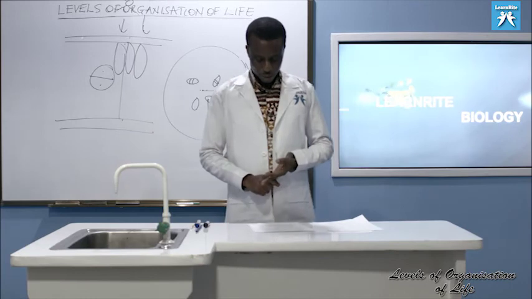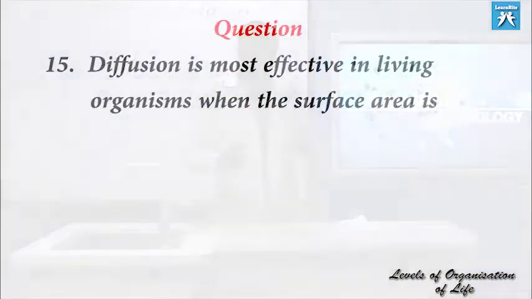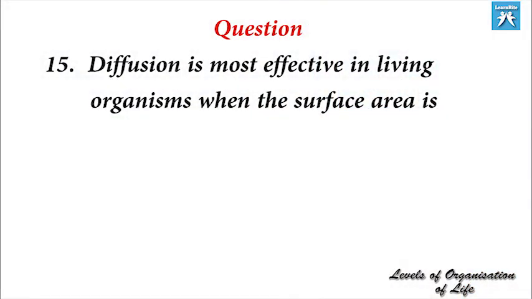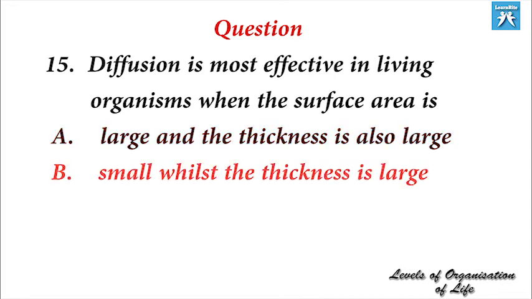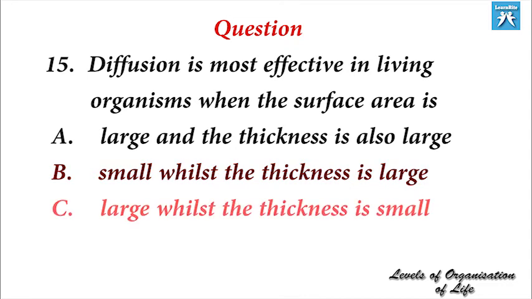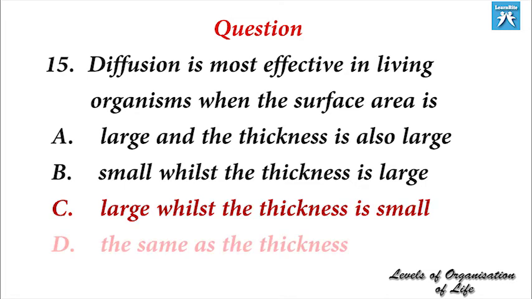Last question in this lesson. Diffusion is most effective in living organisms when the surface area is A. large and the thickness is also large? No. B, when the surface is small while the thickness is large? No. C, when the surface area is large while the thickness is small? D, when the surface is the same as the thickness?